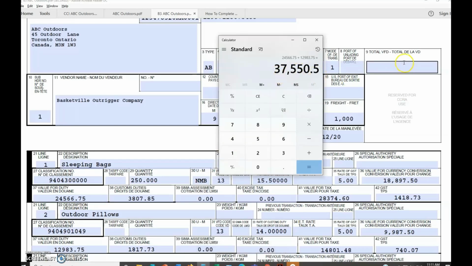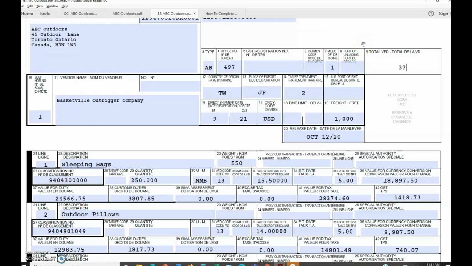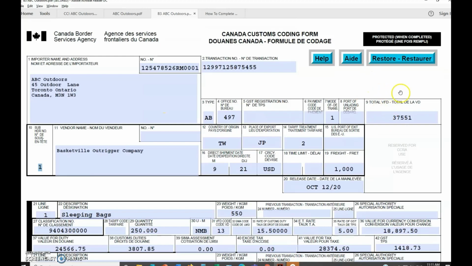Okay, that is these 2 value for duty fields added together, and it's $37,550.50. But in field 9, the total value for duty has to be no decimal places, rounded to the nearest dollar. So this will be $37,551 because the 5 changes that to a 1. So $37,551. Okay, now we're finished. We've done a complete B3.